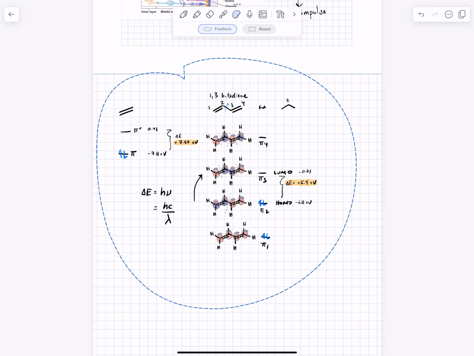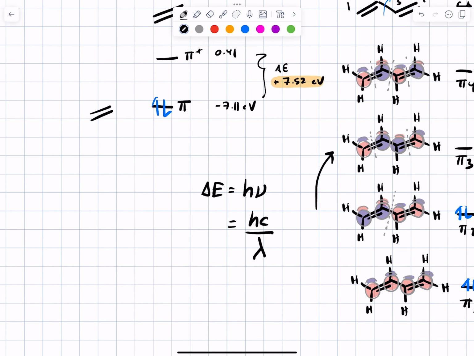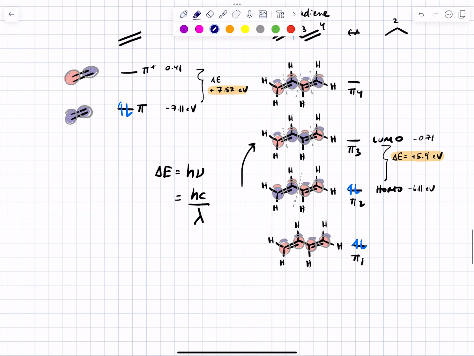For completeness, I'll just slide this over and I'll draw really quickly for you a pi orbital and a pi star. And because I'm hurrying, I'm just drawing the top lobe of the pi and the pi star. Okay.